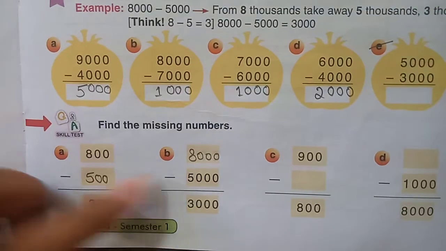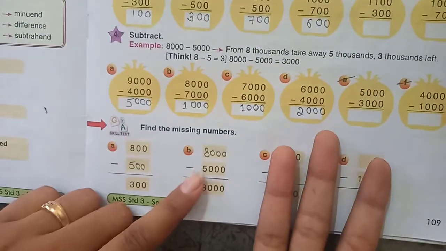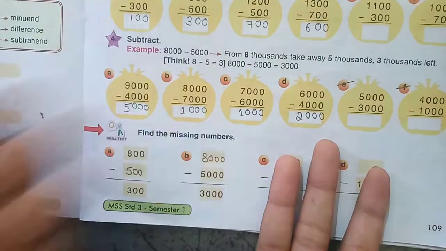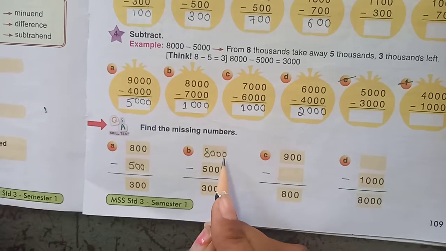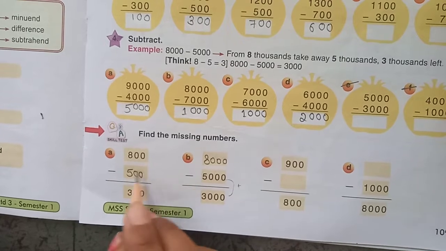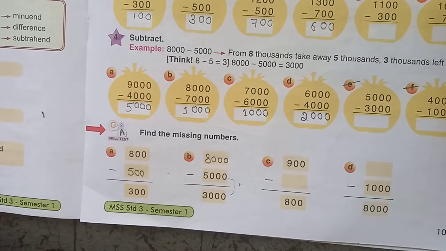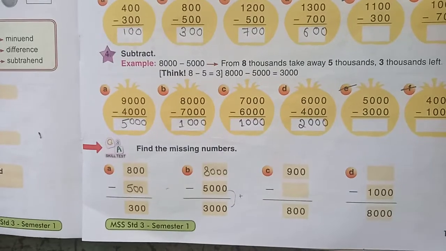Now, in total 8,000. We have to subtract 5,000. Remaining 3,000. To get a minuend, we have to add these numbers. To get a subtrahend, we have to subtract these terms. This is the only trick you have to follow to get the missing numbers.